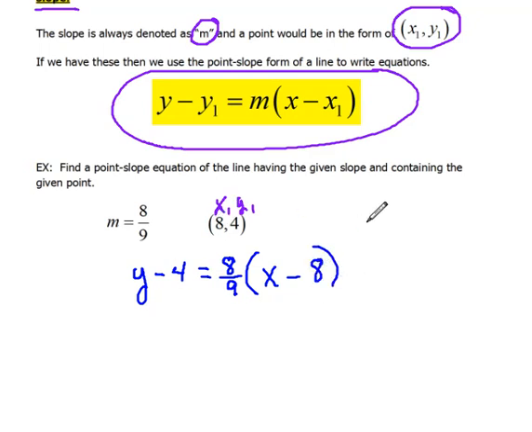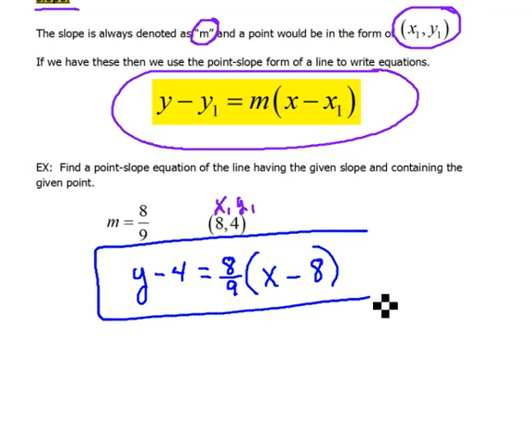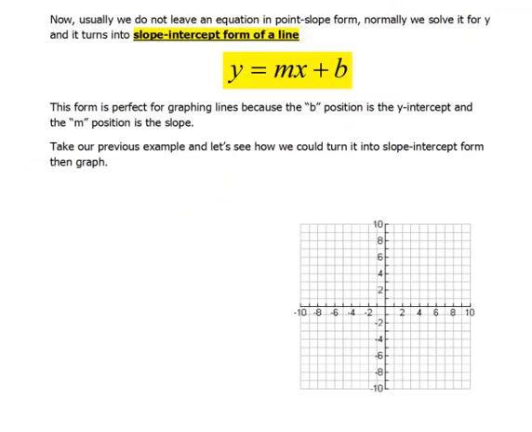Now technically this is point-slope form of a line. So if they don't tell us specifically how to write the form, then we could leave it like that technically. But of course that's not how they're going to have us do it. Generally, whenever we start writing the equation of a line, and remember the one we just did was y minus 4 equals 8/9 times x minus 8, generally we don't leave it in this form.